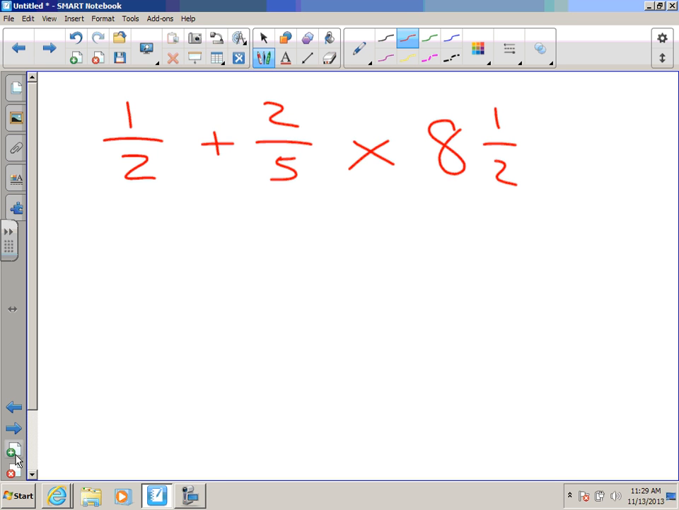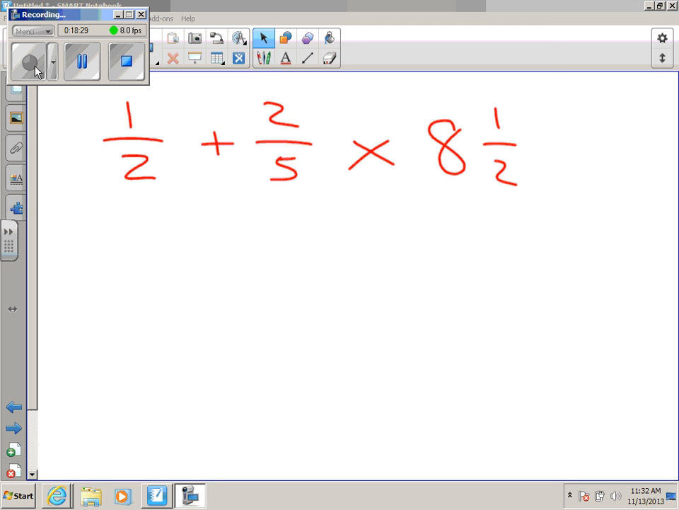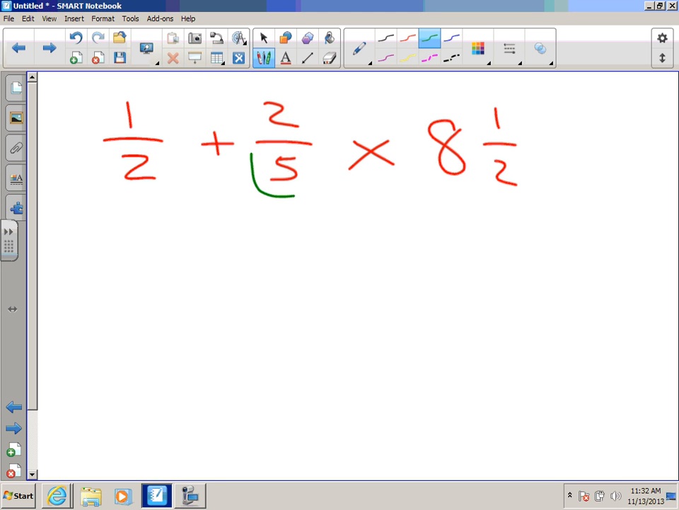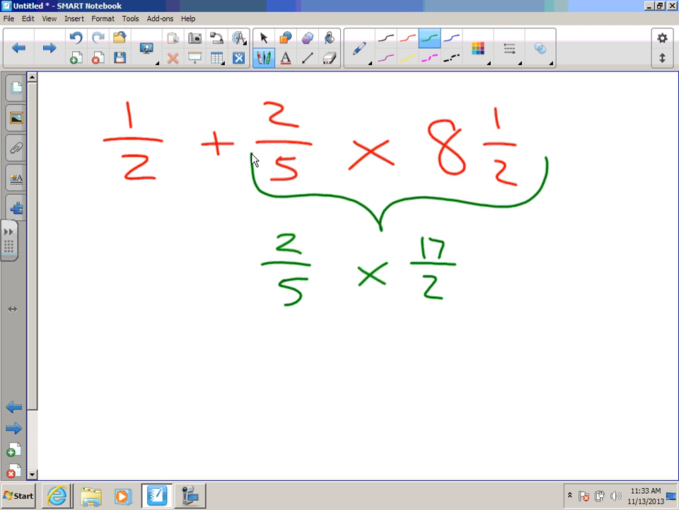There you go. All right, order of operations. Does order of operations say we're going to add or multiply first? Multiply. So here is what we're going to multiply. 2/5 times what is the 8.5 in fraction form? Okay, any shortcuts I can be taking here?